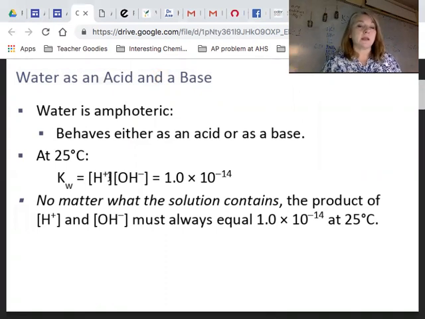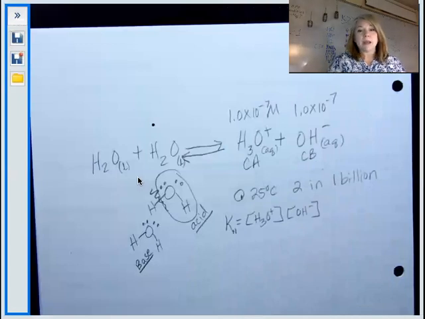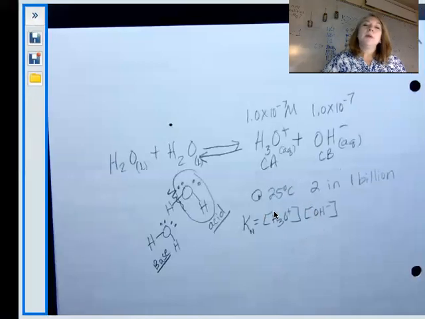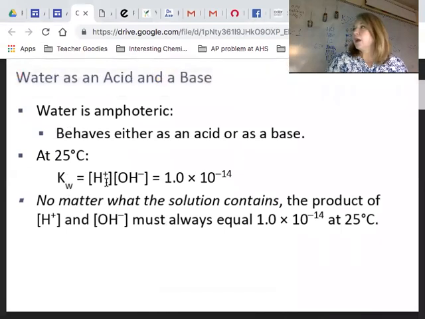They mean the same thing. I will tell you that your chemistry professor in college may just adamantly say you must write it as hydronium. But AP is cool with you doing it as H plus. So we're fine. You can write it either way. Just understand it means the same thing. Thank you for pointing that out.